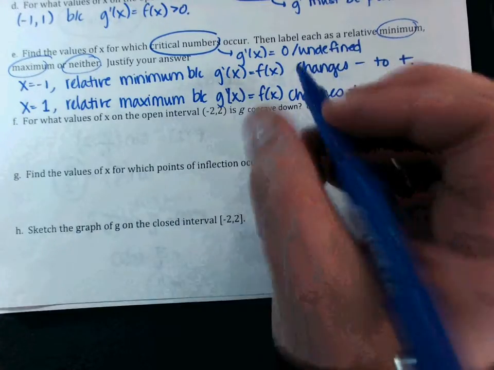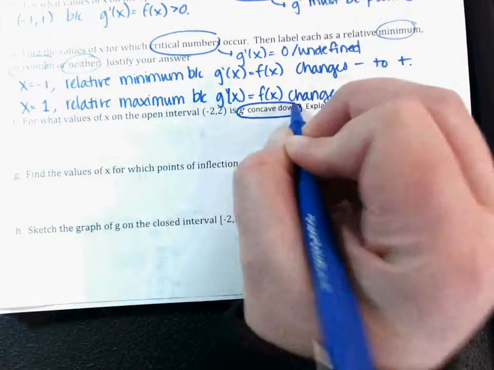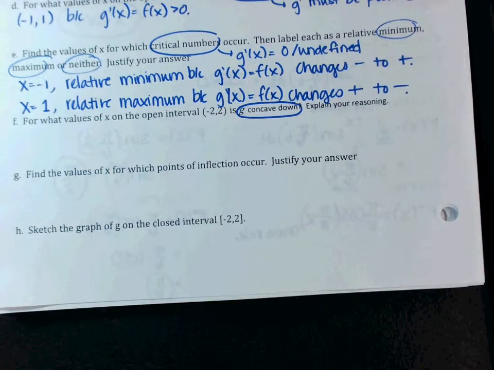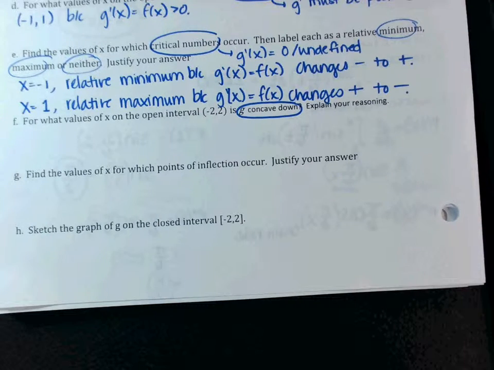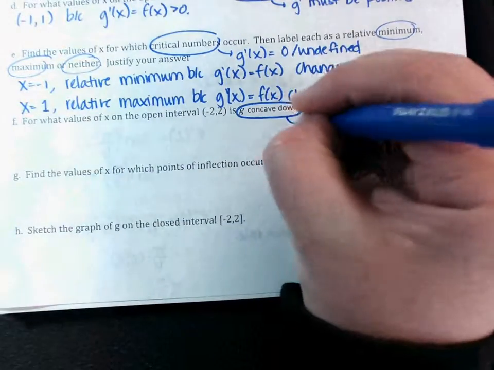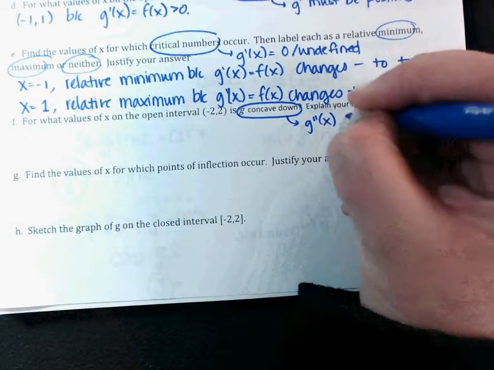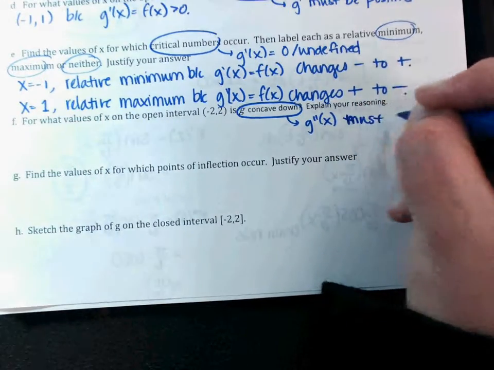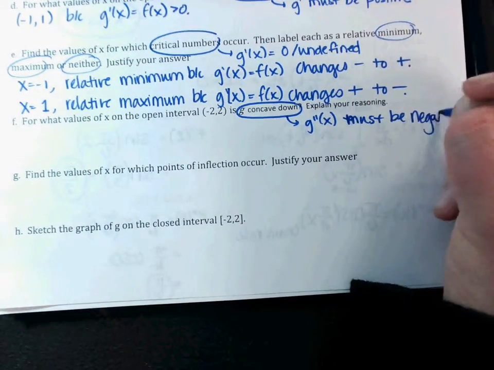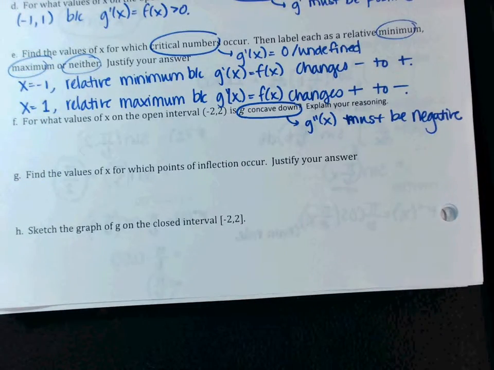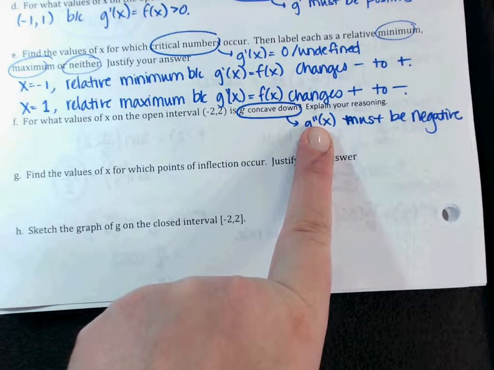Okay, next one, we want concavity. g will be concave down when what has to be negative if I want concave down? For g, would it be g, g prime, or g double prime? g double prime, but what will that be for f? f prime. So I'm going to put over here, I need g double prime must be negative. But then I have to remember that I'm not looking at a graph of g. I'm looking at a graph of f. So that's where you have to make that connection. g double prime is really f prime.